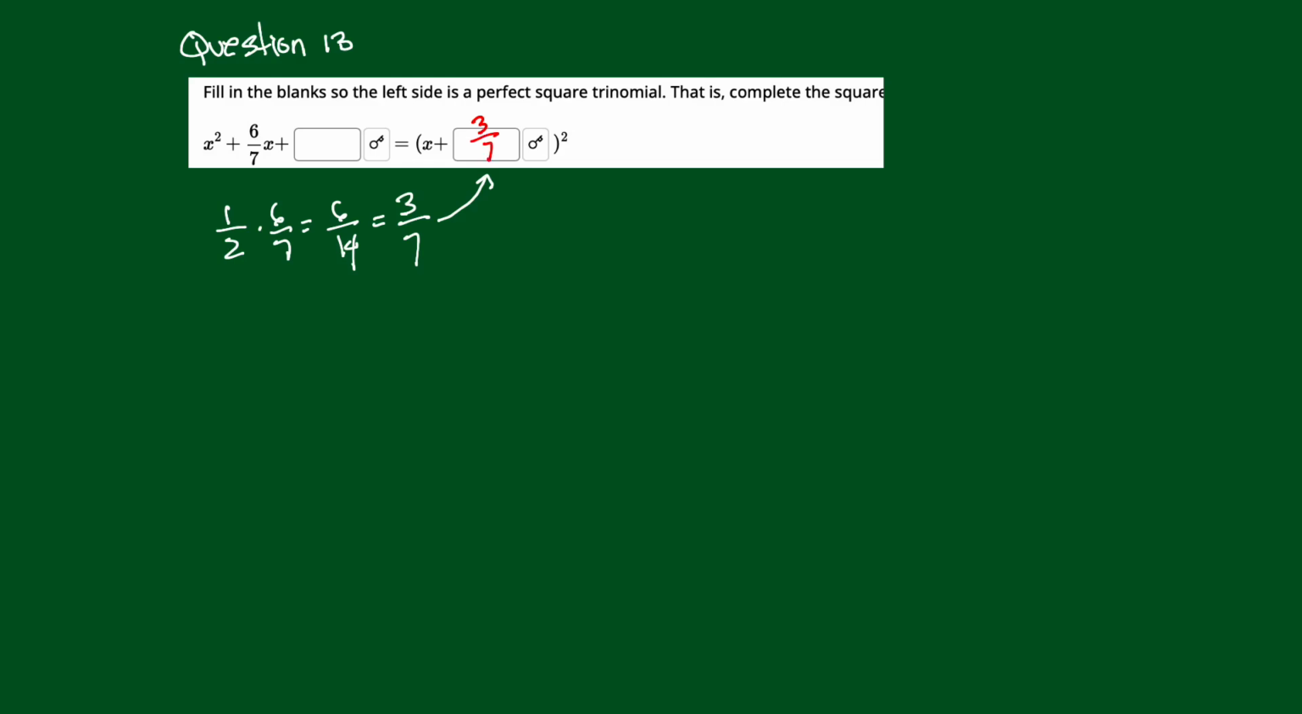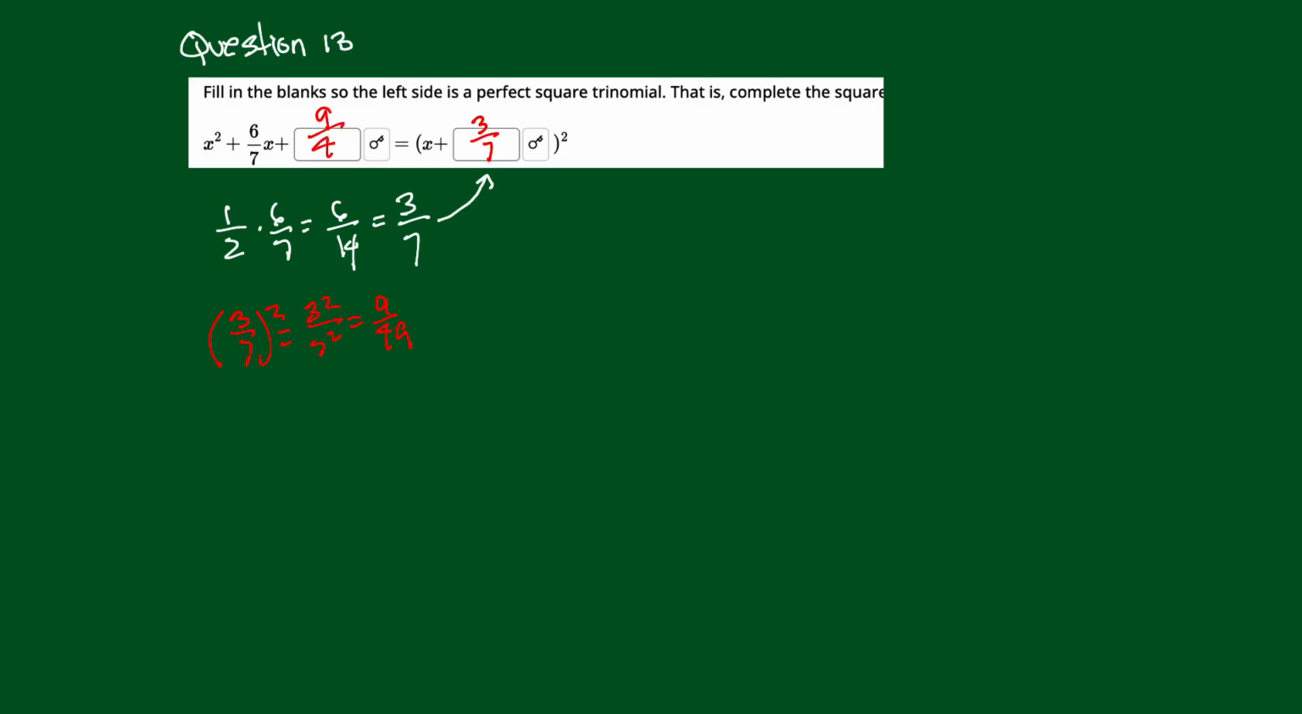Now, to determine what goes here, I just take the 3/7 and I square it. So to complete the square, you take half of this coefficient and square it. So I'm going to take that 3/7 and square it, and that'll give me 3 squared over 7 squared. How about 9 over 49? And that's what I'm going to put up here on the left. So I'm going to come up here, put that 9 over 49 right there.